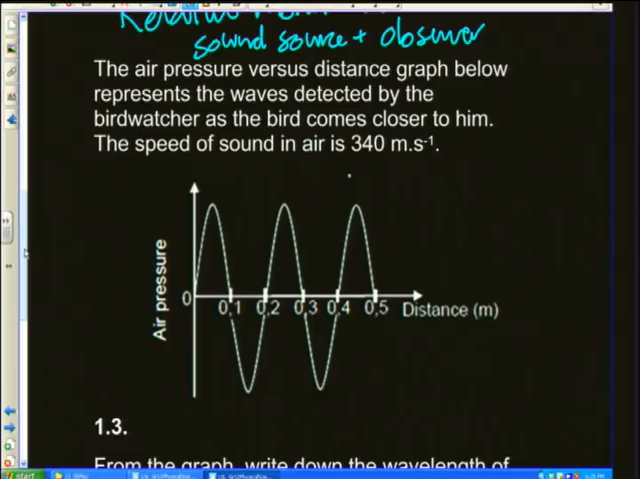So here we talk about the air pressure versus distance on a graph shown below. The waves detected by the bird watcher as the bird comes close to him, the speed of sound is 340 meters per second. So now, what does this mean? Guys, we've got to use some thinking here. They're not going to give it to us all on a plate.